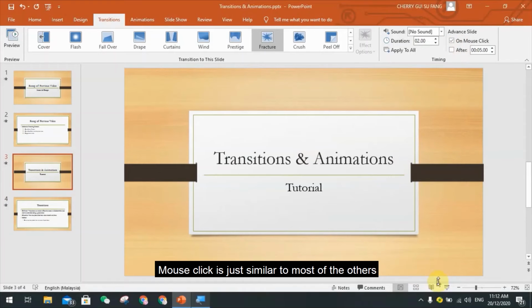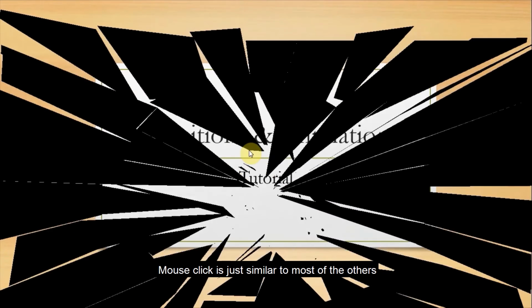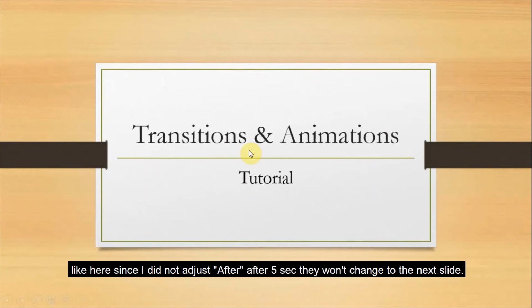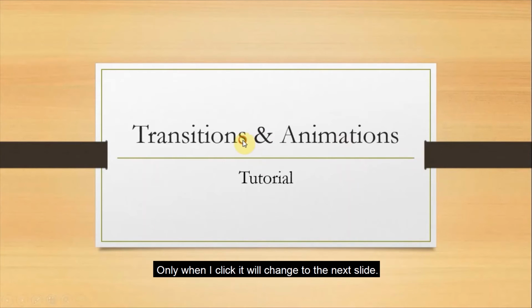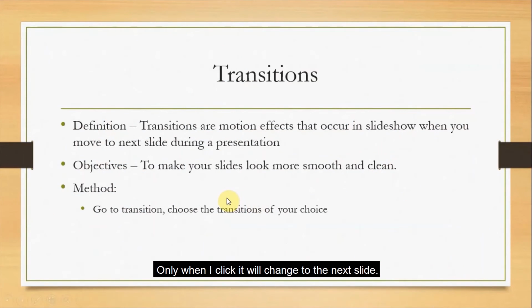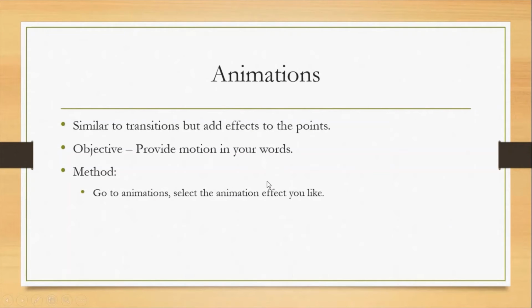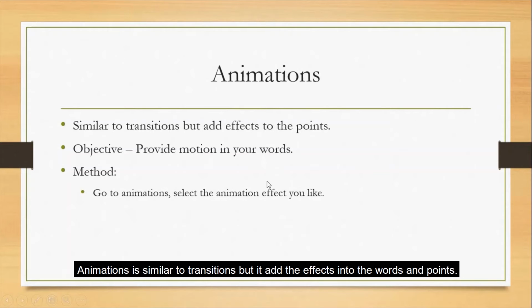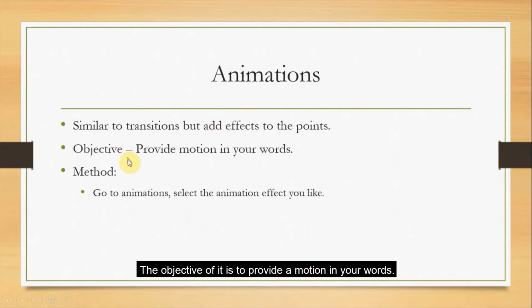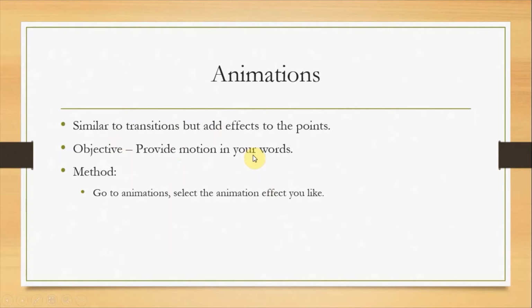Mouse click is just similar to most of the others. Like here for example, since I didn't set after 5 minutes, they won't change to the next slide, but only when I click it will change to the next slide. Next, I'm going to talk about animation. Animation is similar to transition, but it adds the effects into the words and points. The objective of animation is to provide emotion in your words.